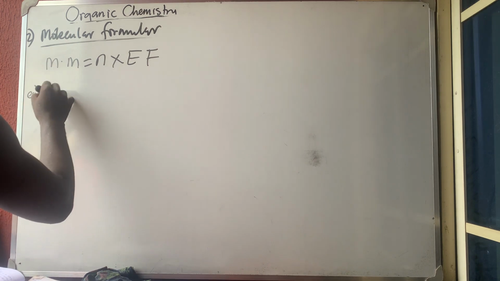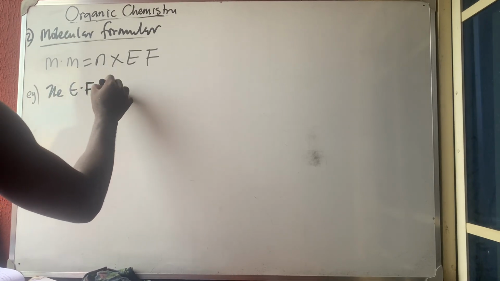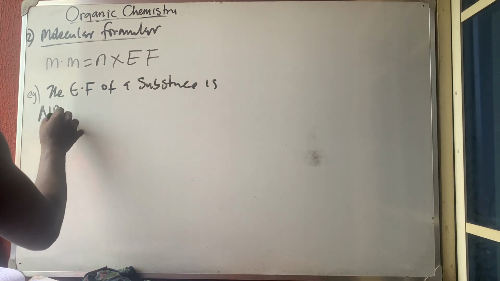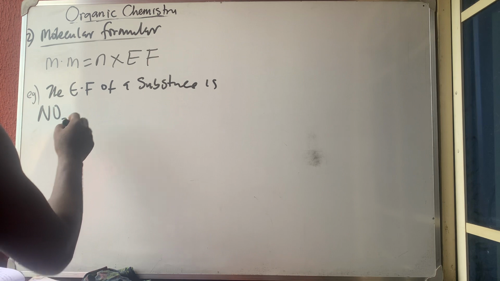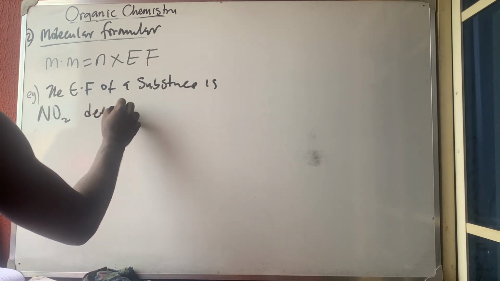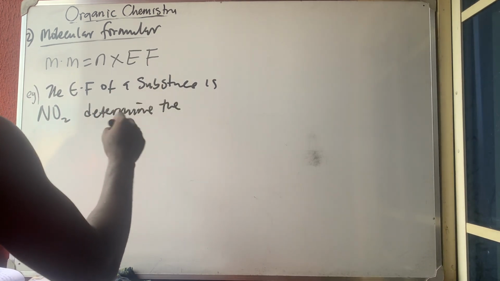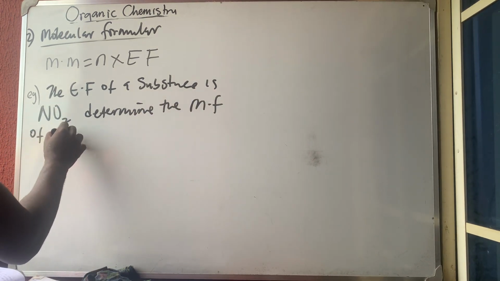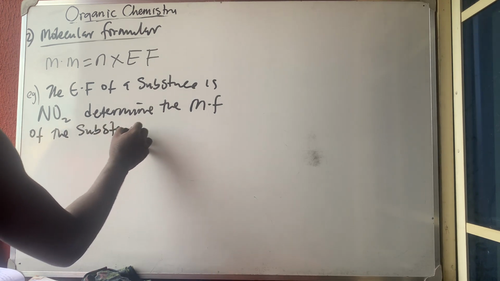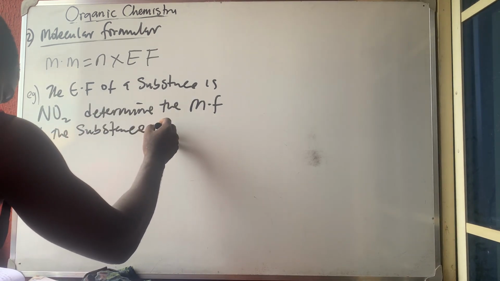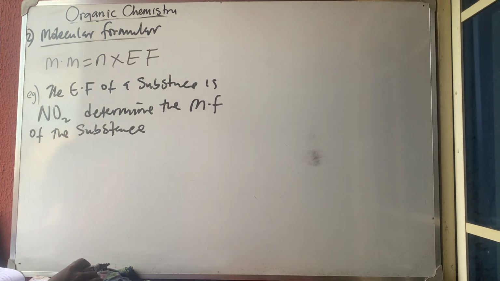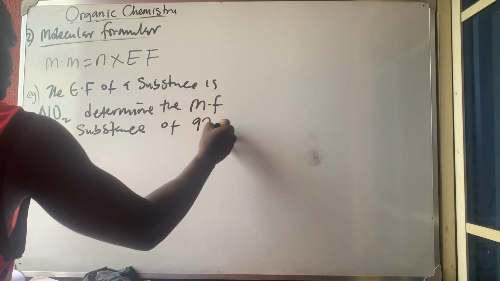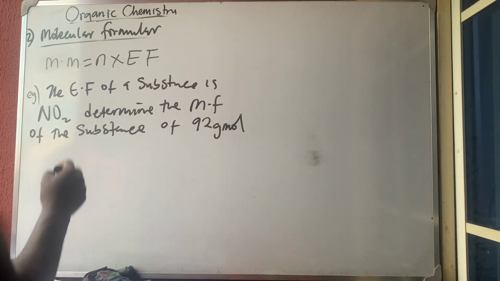So we have that the empirical formula of a substance is NO2. Okay? Determine the molecular formula of the substance of molar mass 92 gram per mole.